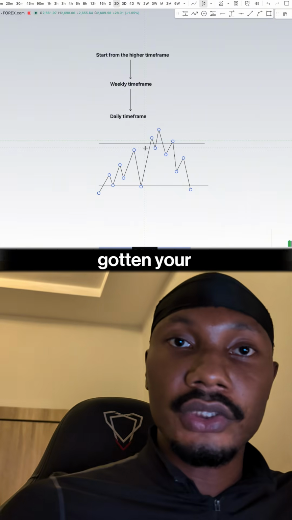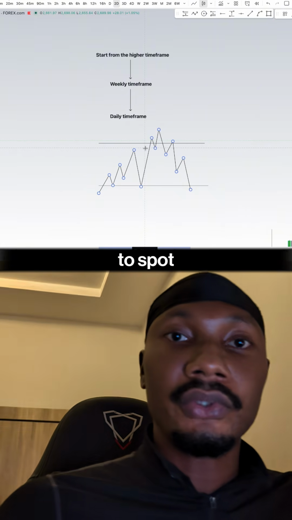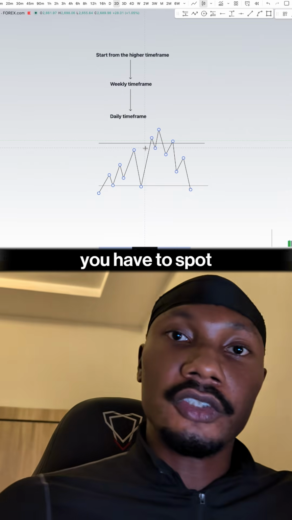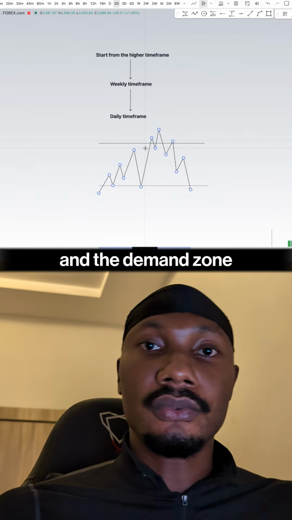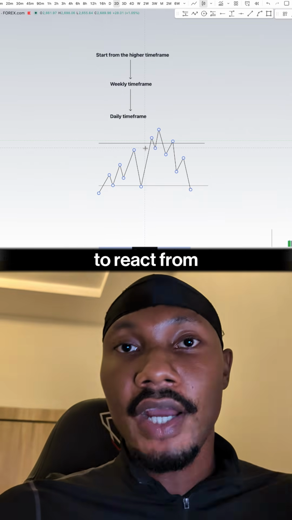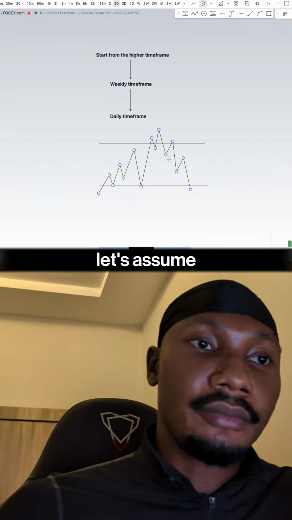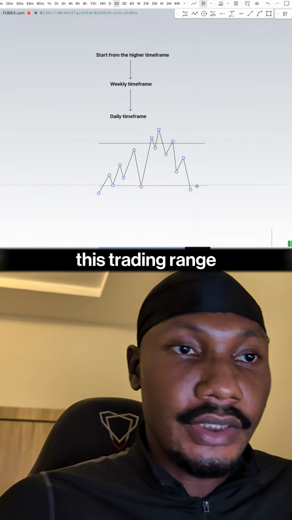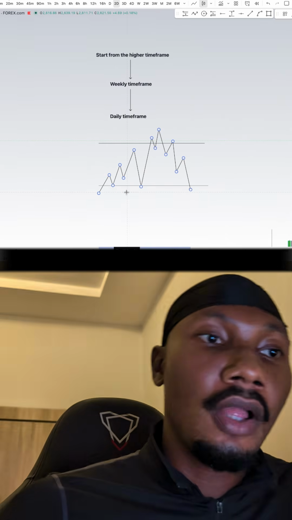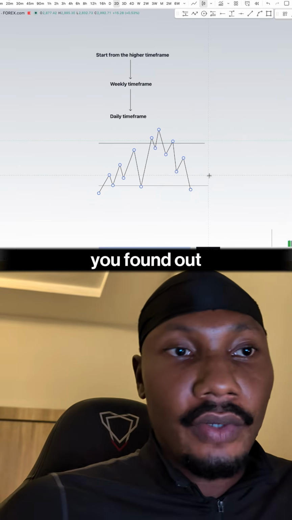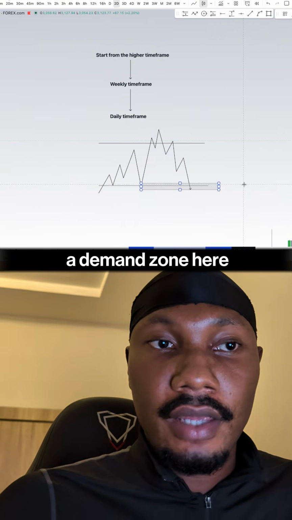So once you've gotten your trading range, the next thing you are going to spot is supply and demand zones. That is your point of interest. You have to spot the supply zone and the demand zone, the area that you expect price to react from, or the area you expect price to come to you for. Let's assume that this is the market and you have this trading range and the price is currently here. You already know the price has gone from this bottom to this top, and let's assume that this was the trading range you found out, and you found out that there was a demand zone here.